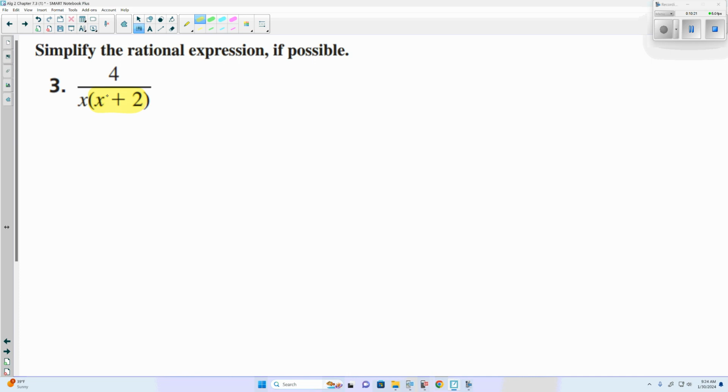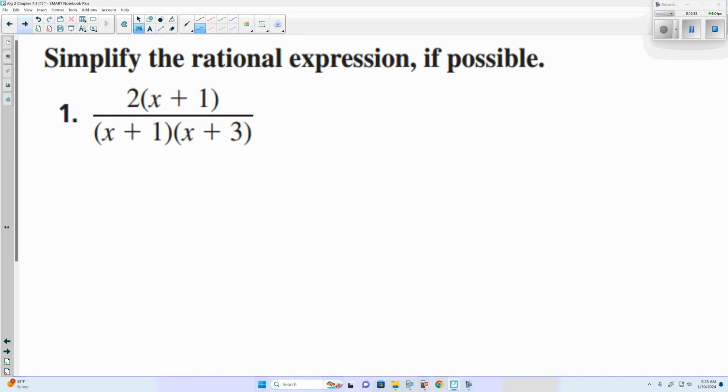So is there actually anything in common? No, this is actually as simplified as it gets. If it had been 2x times x plus 2, that 2 and the 4 could simplify, because that 2 is not attached to anything with plus or minus. So this is actually as simplified as it gets. We can just say simplified. It's already done. We don't have to do a thing to it. Let's look at the next one.